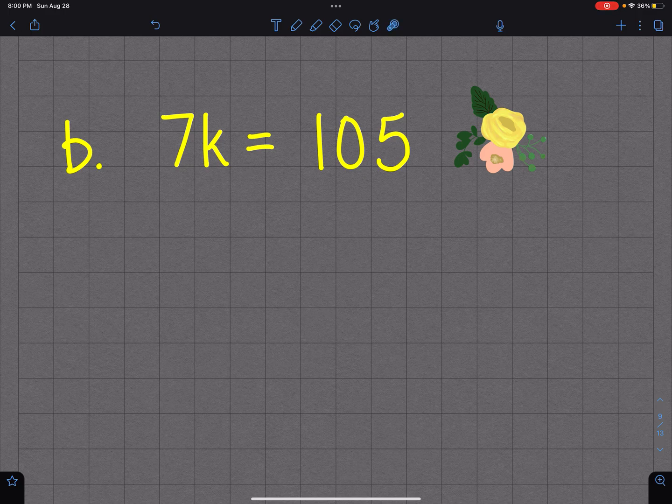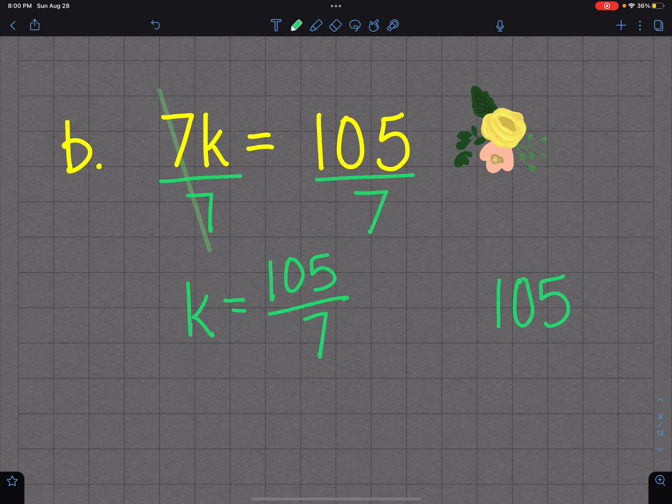All right, this one is 7 times k is equal to 105. So I am going to do the inverse operation, which is division. Let's divide this side by 7, divide this side by 7. Now, 7 over 7 is just 1 times k, so it's just basically k. k is equal to 105 over 7. So let's do some more long division here. Sweet, gotta love that long division.